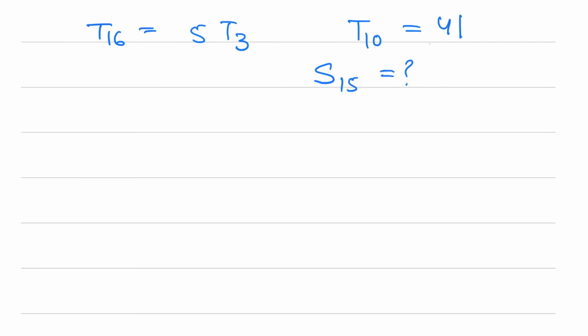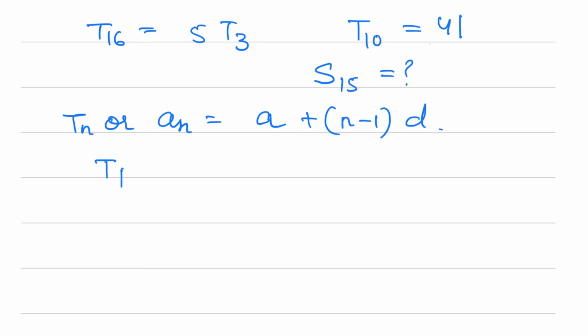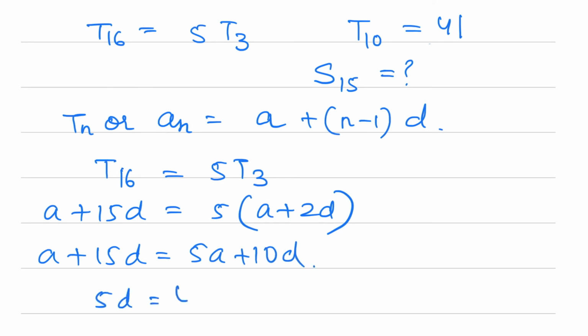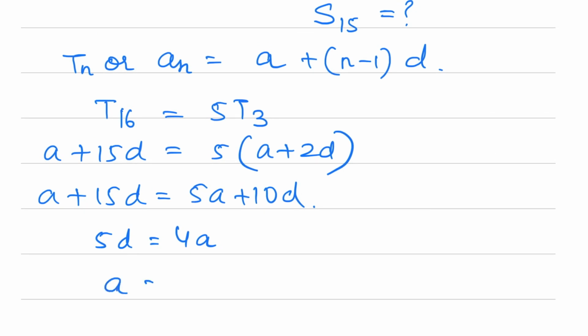Okay, so we can use Tn or An is equal to A plus n minus 1 into D. T16 is equal to 5 times third term. So this will be A plus 15D is equal to 5 into A plus 2D. So we have A plus 15D is equal to 5A plus 10D. 5D is equal to 4A. A is equal to 5 by 4D.